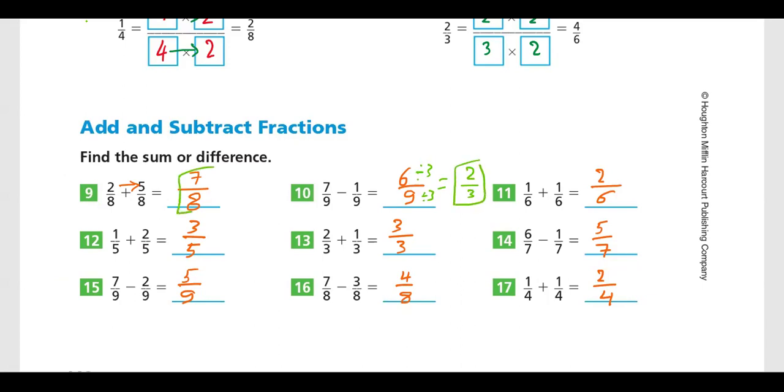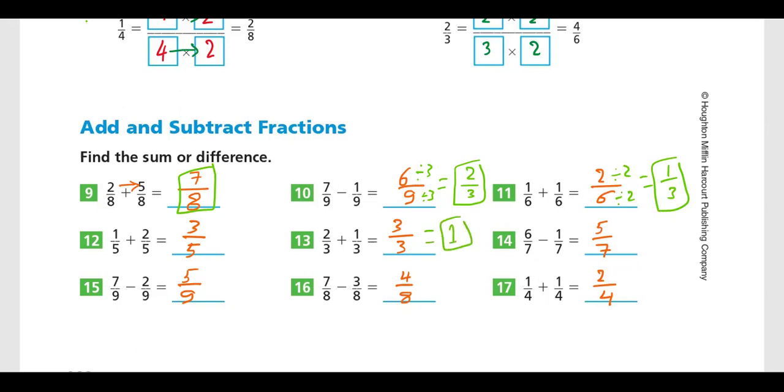And this also is the simple answer. 2 and 6 are in the table of 2, so we can divide by 2 up and down. So it will be 1 over 3. 2 divided by 2 is 1, 6 divided by 2 is 3. 3 over 3 is 1. It's one number.